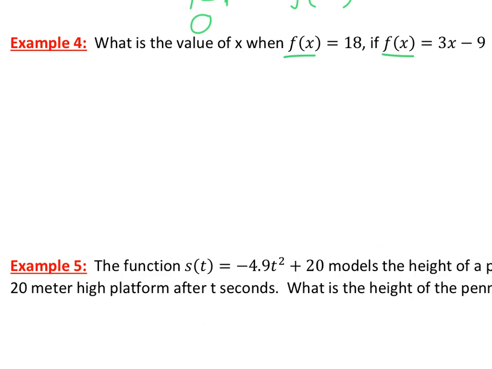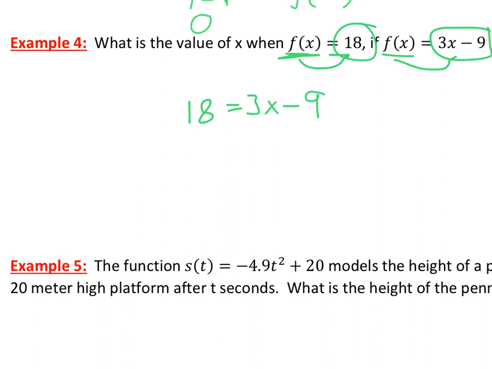I guess I should read the whole problem. Example 4 is, what is the value of x when f of x is equal to 18 if f of x is 3x minus 9? And again, notice both of them have f of x equal to two different things. Well, if f of x equals 18 and f of x also equals 3x minus 9, then 18 has to equal 3x minus 9. Now it's just a matter of solving for x so we can answer the question.